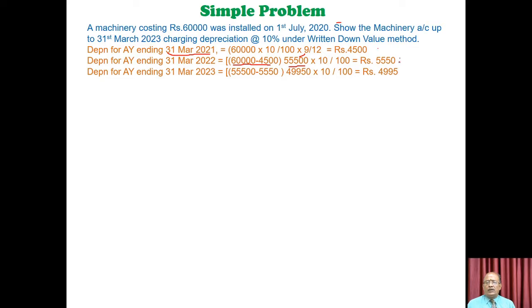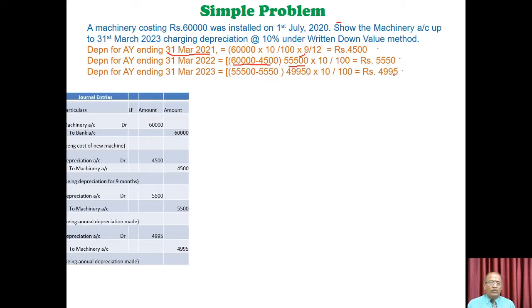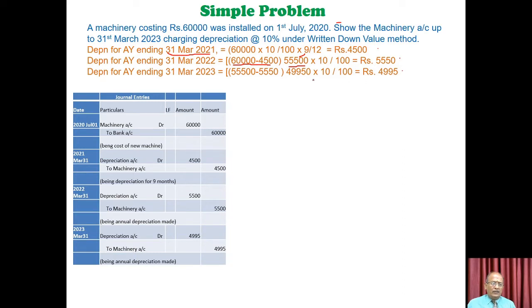This is annual. Here, if you see the third year, it is reducing, isn't it? So it is called the reducing balance method. Now, here are the journal entries. First, for the purchase of asset 60,000, and then first year depreciation 4,500, second year 5,500, third year 4,995. So for all the years the journal entries are here.